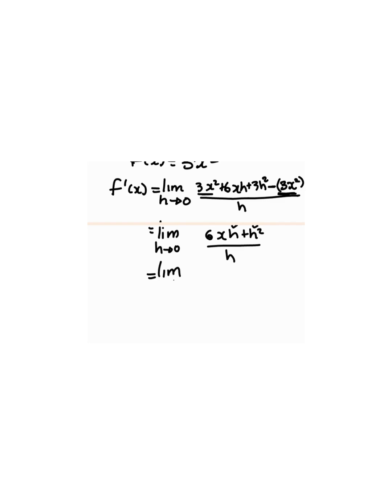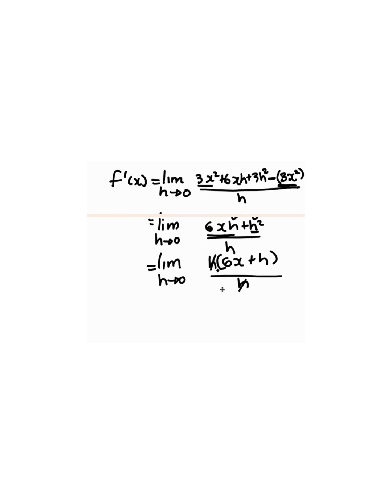I still carry my limit as h tends to 0, and then I will take out my h as a common factor. If I take out h on 6xh, I'll be left with just 6x. Then if I take out h on 3h squared, I'll be left with 3h, all divided by h. If you watched the previous video that I posted on how to tell when to cancel, you will know that that h and that h will cancel, because between the h and the bracket there's a multiplication. So when there is a multiplication, you can cancel out.